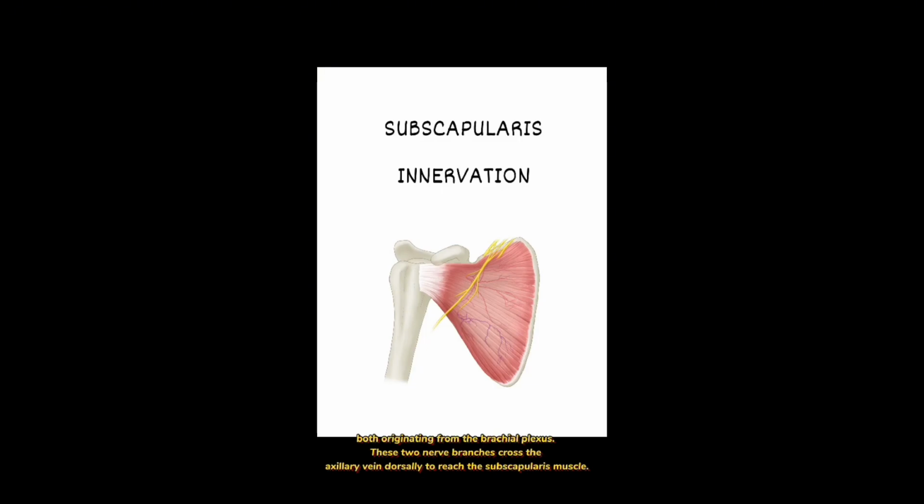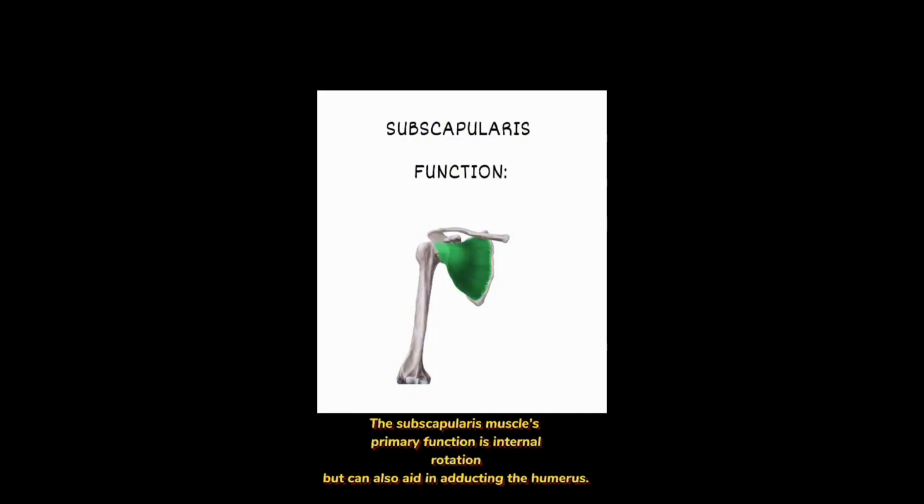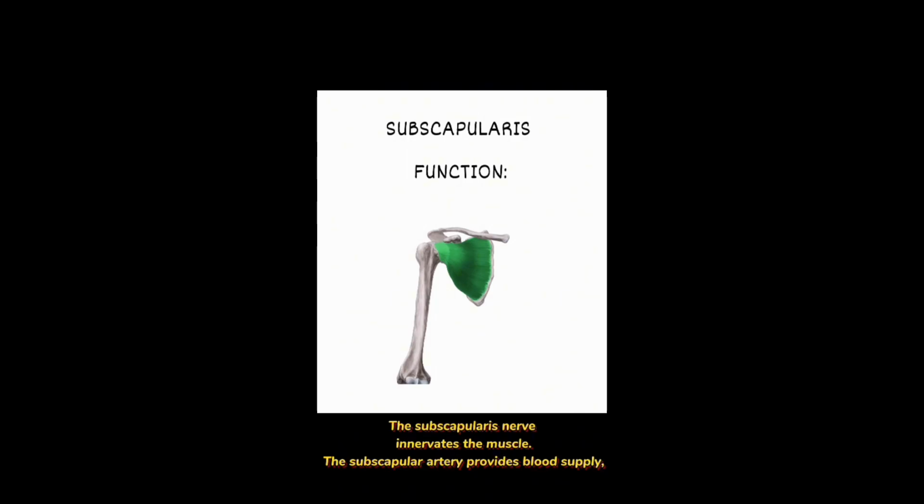These two nerve branches cross the axillary vein dorsally to reach the subscapularis muscle. The subscapularis muscle's primary function is internal rotation but it can also aid in adducting the humerus. The subscapular nerve innervates the muscle. The subscapular artery provides blood supply and lymph drainage flows into the axillary nodes.